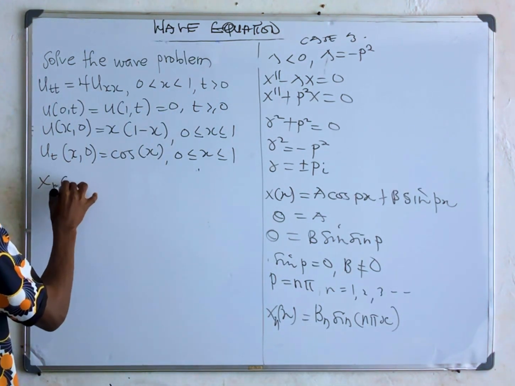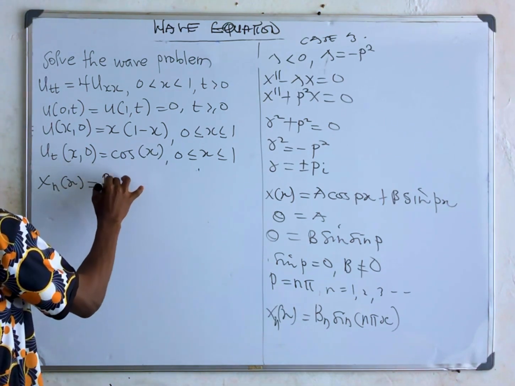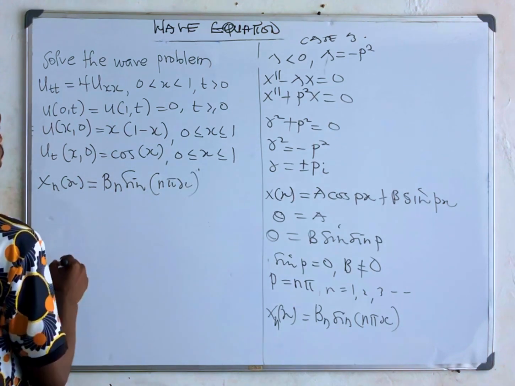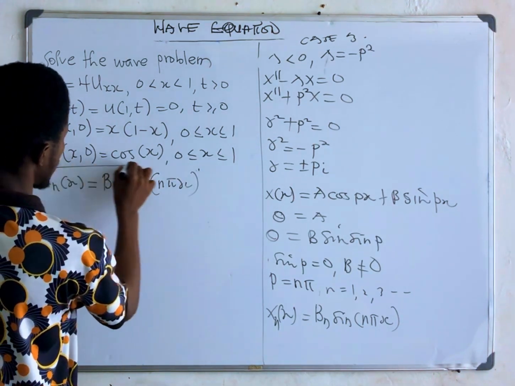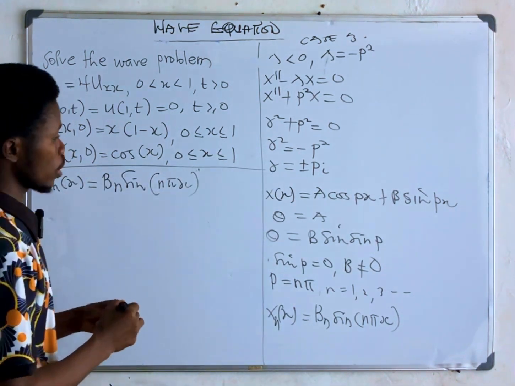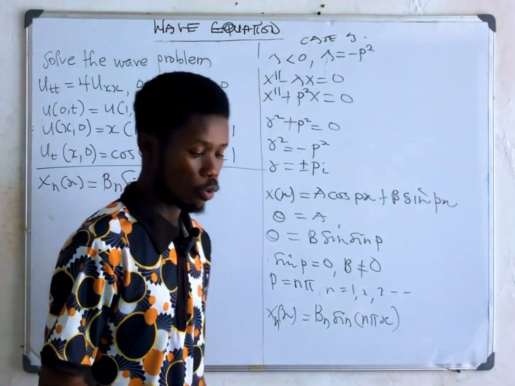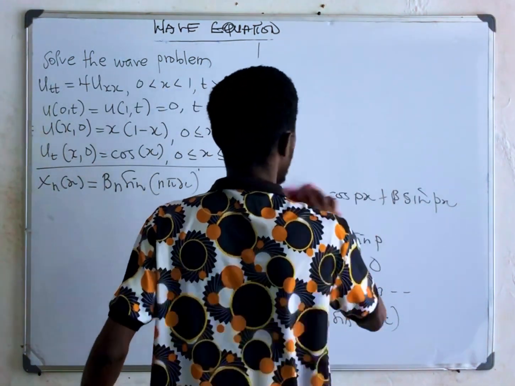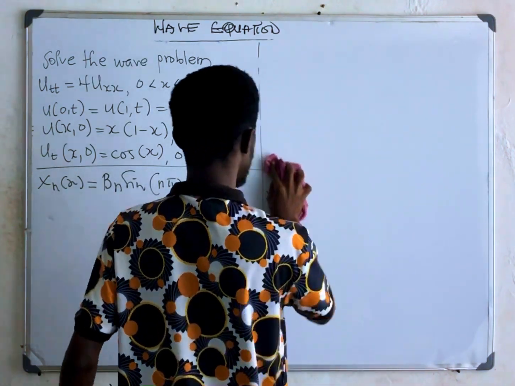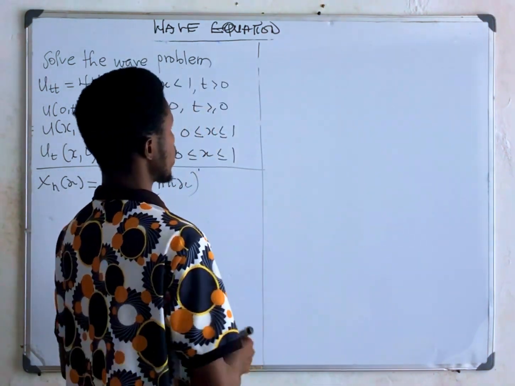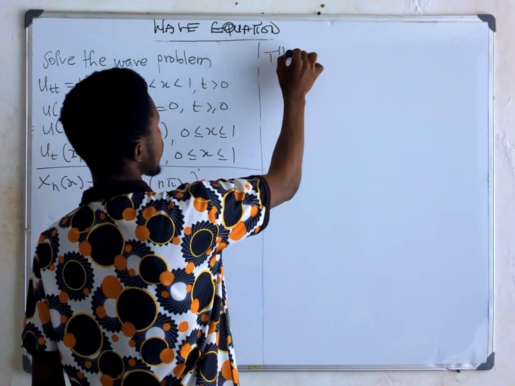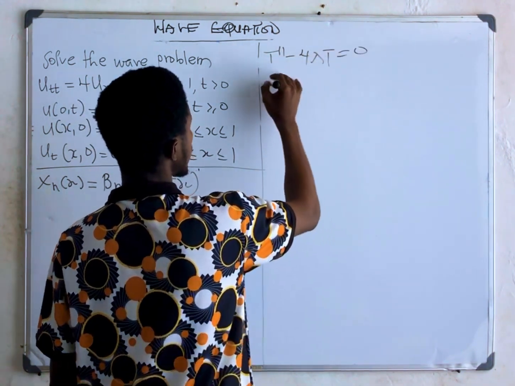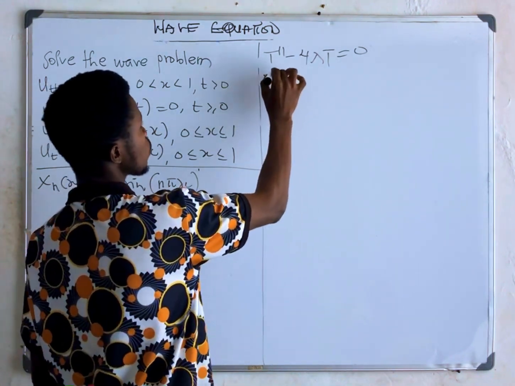So my X of x equals Bn sine n pi x. So that is that. Let me underline that. Let me clean here and go for the T. For the T, you only consider the third case. It will have T double prime minus 4 lambda T equals 0. So here is going to be r squared.